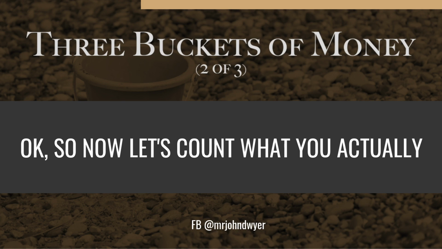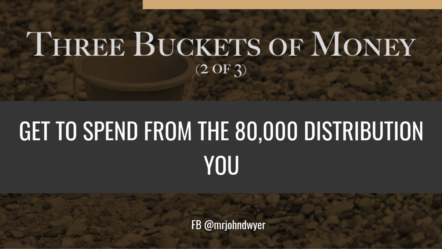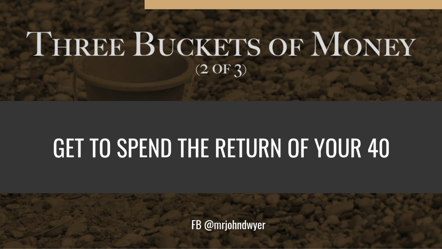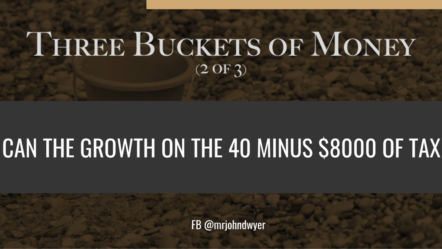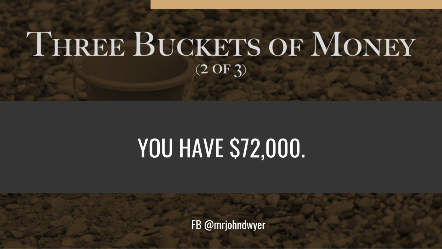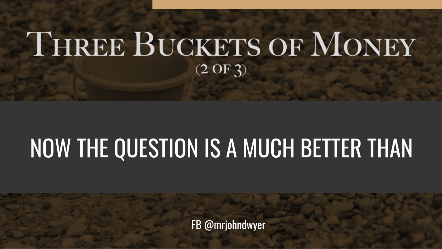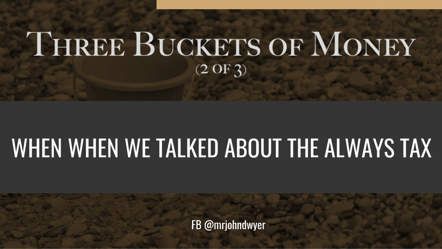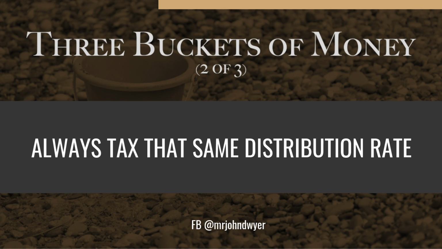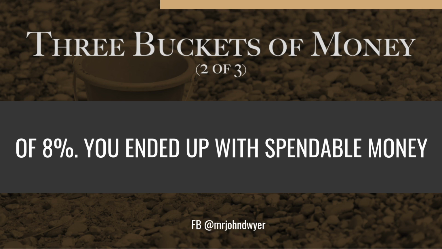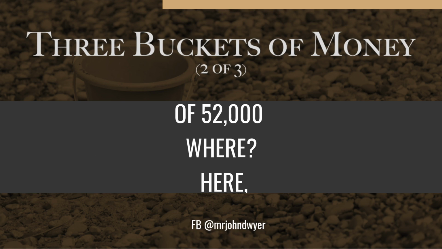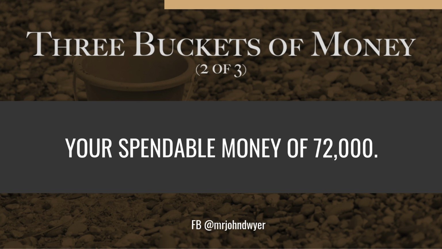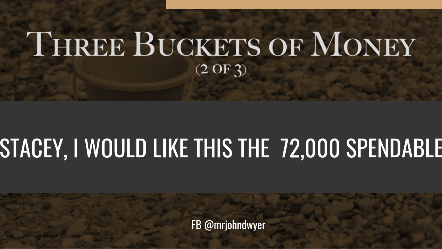So now let's count what you actually get to spend. From the $80,000 distribution, you get to spend the return of your $40,000, the growth on the $40,000, minus the $8,000 of tax. So you add that up, you have $72,000. That's much better than our last scenario. When we talked about the always tax bucket, that same distribution rate of 8%, you ended up with spendable money of $52,000. Here you have spendable money of $72,000. Which would you prefer, Stacy? I would like the $72,000 spendable.